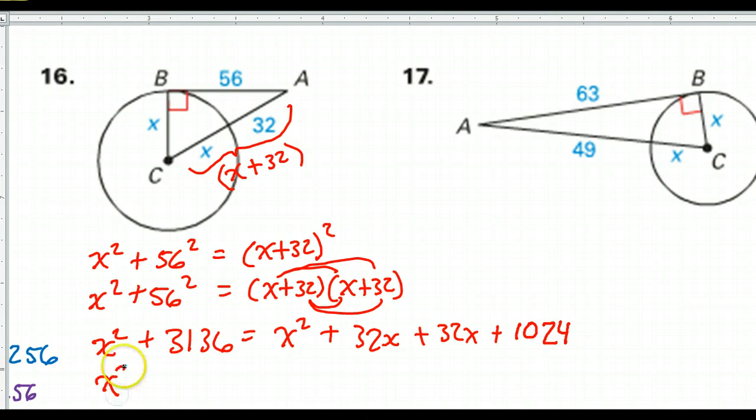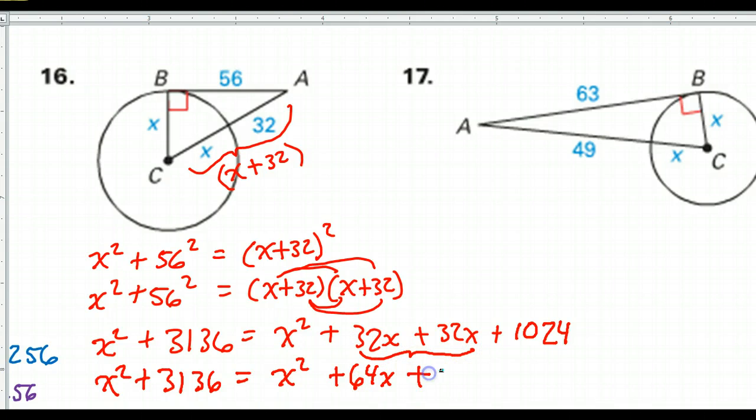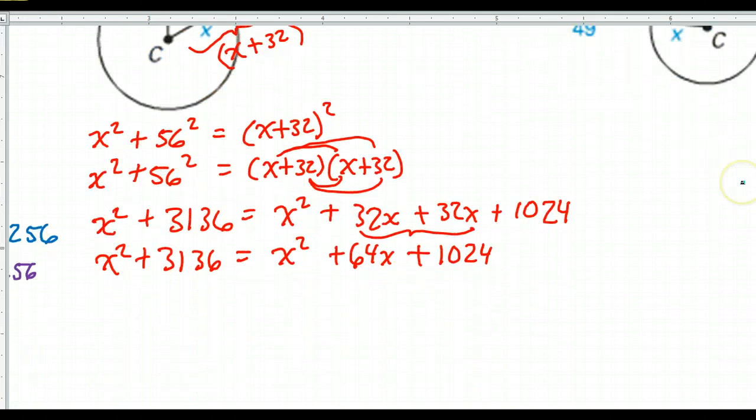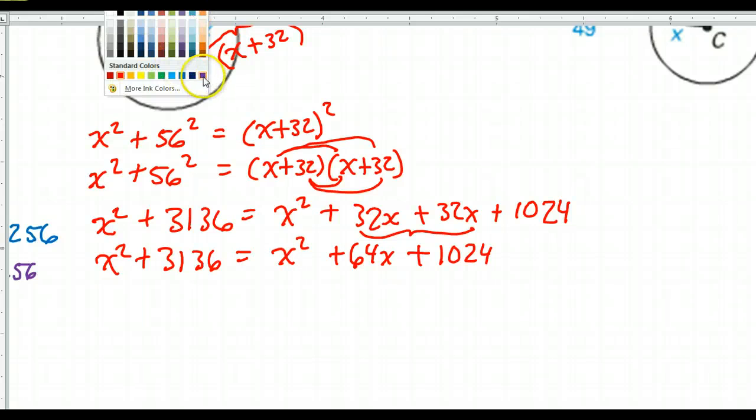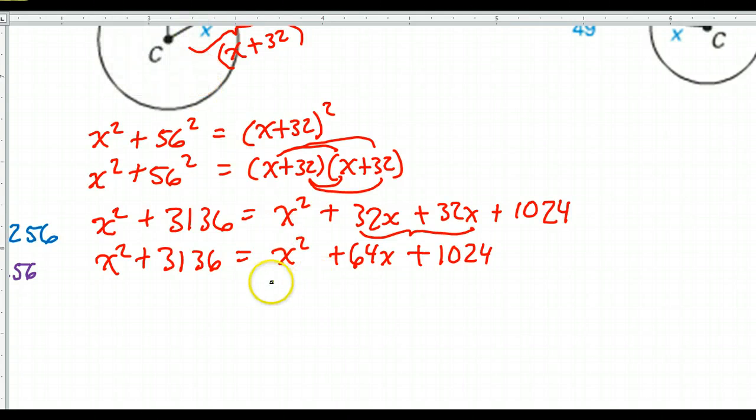Okay, so that's going to give me x squared plus equals, that would be 64x, alright, I'm just combining these like terms, plus 1024. Okay, so time to subtract x squared from both sides. And again, those completely cancel each other out. Very convenient.